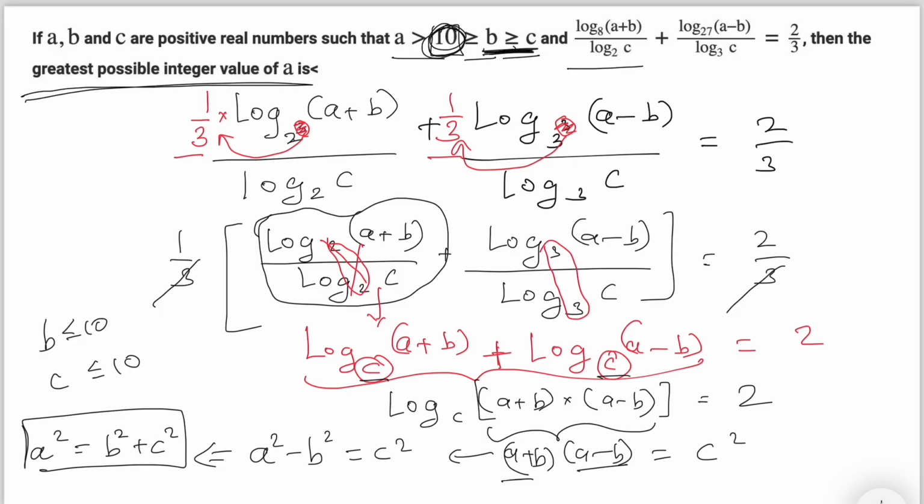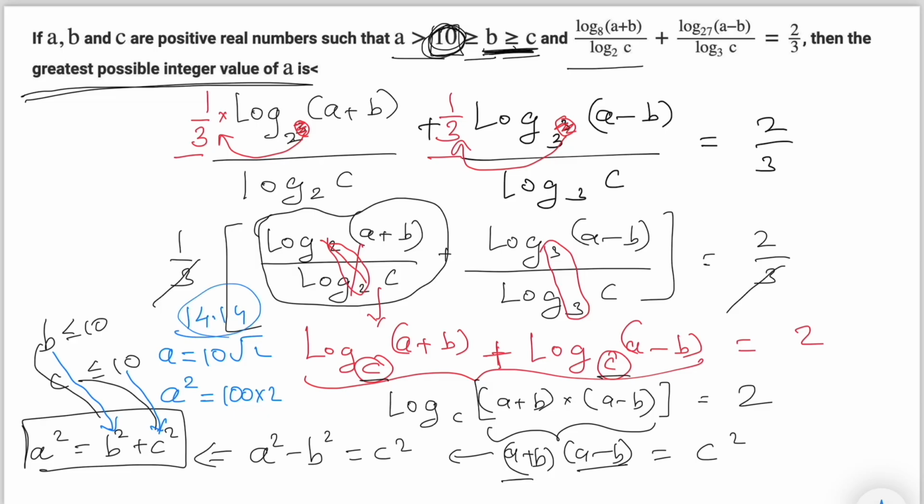Since a is dependent on b and c, the maximum value a can take will be when b and c are maximum. b and c can be individually maximum equal to 10. So in place of b, I will substitute 10. In place of c also I'll substitute 10. I will get a square is equal to 10 square plus 10 square, that is 100 into 2, 200. If a square is 200, if I take square roots, I will get a as 10 root 2. And 10 root 2 comes out to be equal to 14.14.